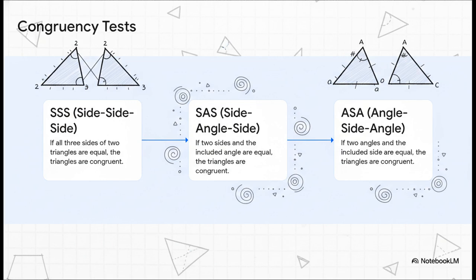Now, the best part is we don't have to measure all 6 parts of two triangles to prove they're identical. We've got these awesome shortcuts, these little cheat codes. If you can show that all 3 sides match up, that's side, side, side, or SSS, they're congruent. Or if you can show 2 sides and the angles stuck between them match, that's side angle side, or SAS. They're congruent. And finally, 2 angles and the side sandwiched between them, angle side angle, ASA, that works too.